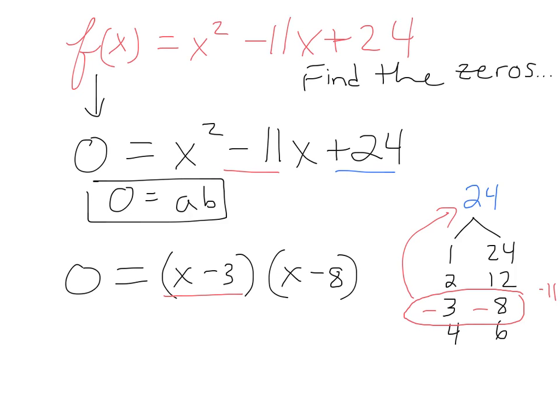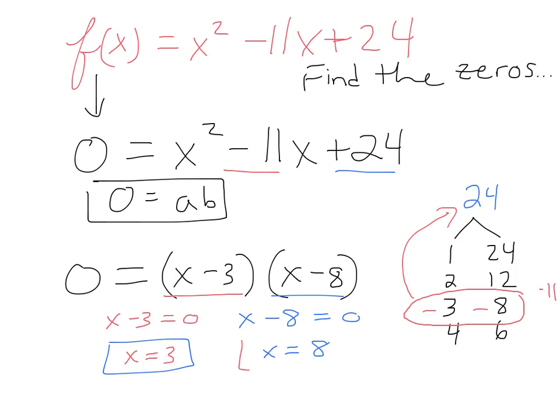That means this could be 0, or this could be 0. Either one works. Result here, x must be 3. Result here is x must be 8. So your answers are x equal 3 and x equal 8.